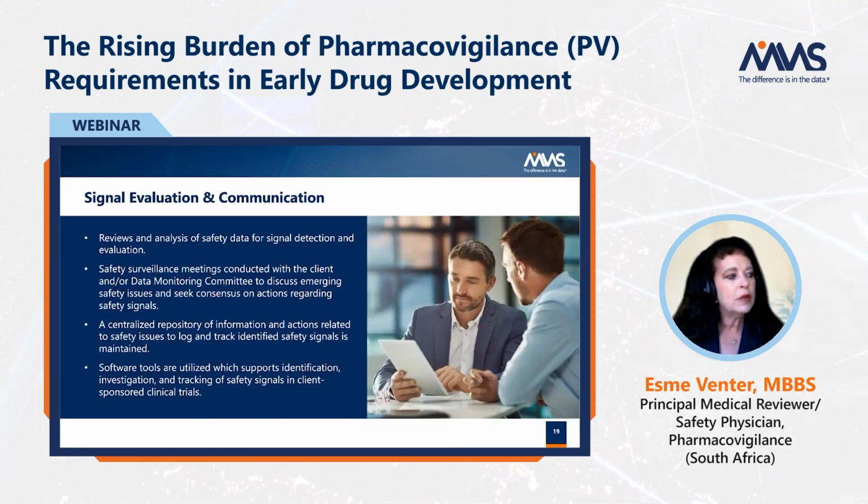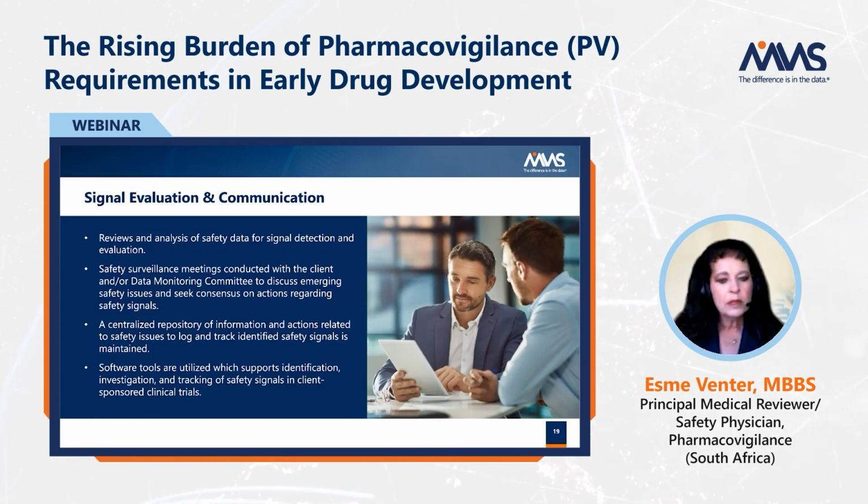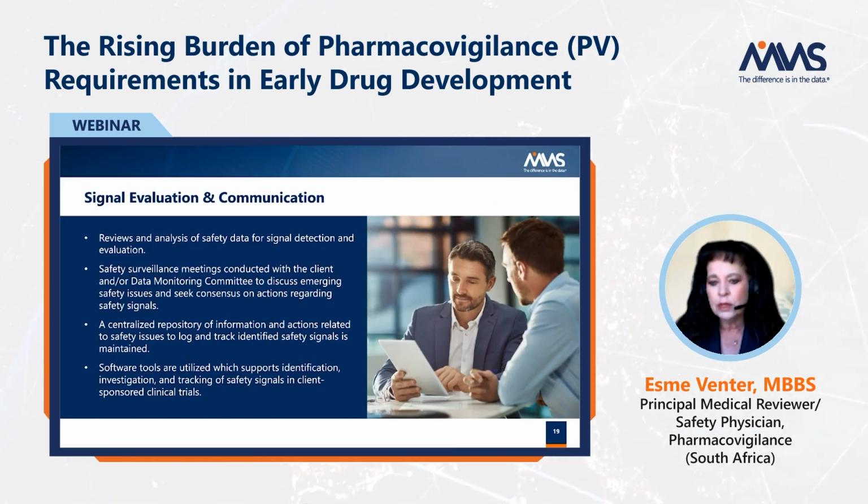So how do we evaluate and communicate safety signals? Firstly, the safety physician reviews and analyzes safety data for signal detection and evaluation. He or she then compares review data to the currently available reference safety information in the investigator brochure, the most recently updated drug safety update report, and also to the results from previous review. The safety physician conducts safety meetings with the client and/or the data monitoring committee to discuss emerging safety issues and seek consensus on actions regarding safety signals.